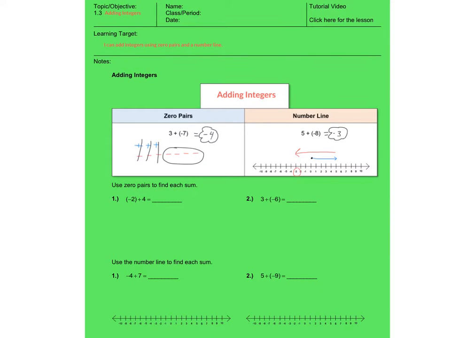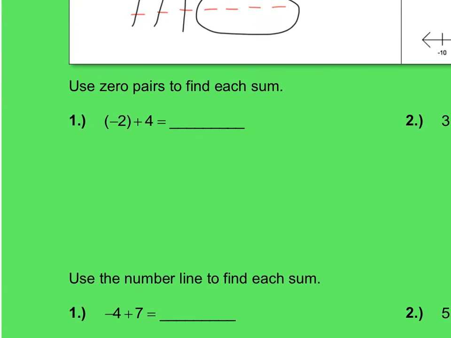So we have a couple examples to do, and yes, you have to draw your pictures. I have negative 2 plus 4. Well, I'm going to draw 2 negatives. I'm going to draw 4 positives for the positive 4. I'm going to cancel out my zero pairs. And whatever's left over is the answer, and it's positive 2.